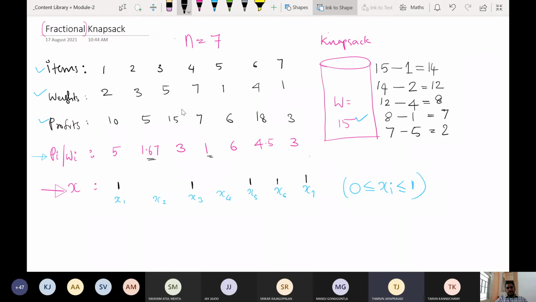3 kilograms. Can I include 3 kilograms? No, sir. So what can I do? Is the object divisible? Yes, the object is divisible. So I need not include the entire 3 kilograms. Whatever is the capacity, I can include. What is my remaining capacity? 2 is my remaining capacity. So I will select 2 kilograms of item number 2, so that my knapsack is completely full. Now I don't have any space in my knapsack.